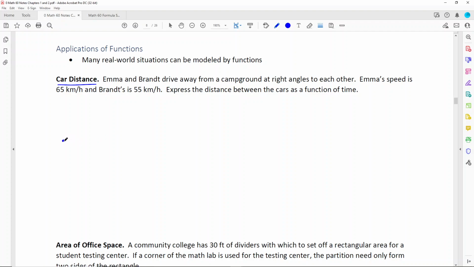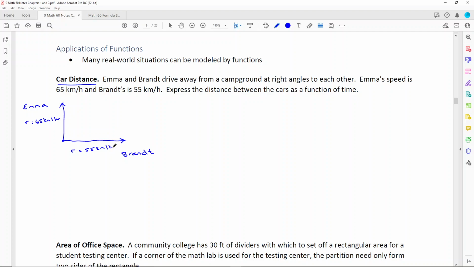So right away, I'm going to draw that. We've got one of them driving this way and one of them driving this way. Let's say that this is Emma and this is Brant. One thing you'll notice is I never draw to scale. Sorry, I feel like I should. I just realized that Emma's driving faster, so her line should be longer, but it's just a diagram for the purpose of a diagram. Okay, so we know that Emma's speed, so her rate of travel, is 65 kilometers per hour. And we know that Brant's rate of travel is 55 kilometers per hour.